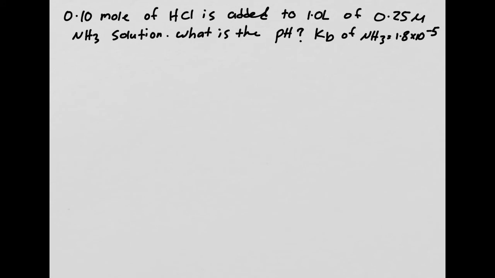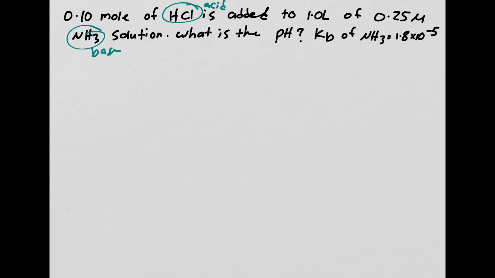Here's our next problem. I also have two things in here. I have HCl and I have ammonia. It's not a buffer problem, right? HCl is a strong acid and ammonia is a weak base. So I have a strong acid and a weak base. I have an acid and I have a base.